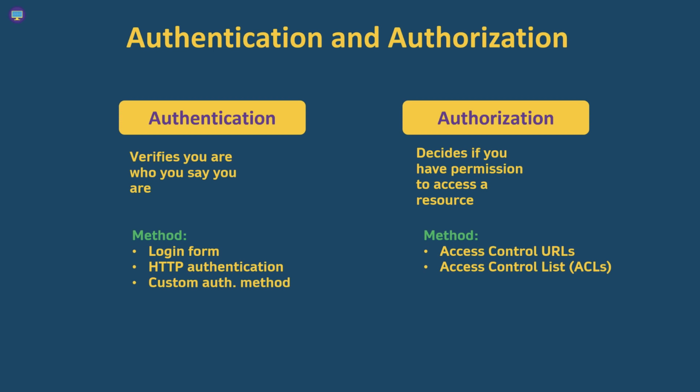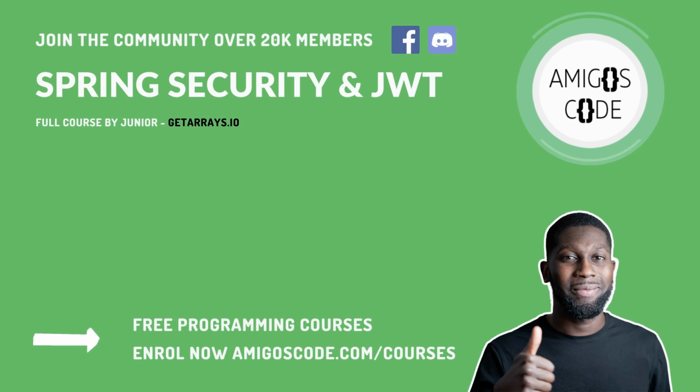So authentication verifies you, and authorization determines if you can access a specific resource on the server. And a good example is a building. So can you enter the building? That's authentication. So you can enter the building, but can you access a specific room, or can you access a specific floor? That's authorization.